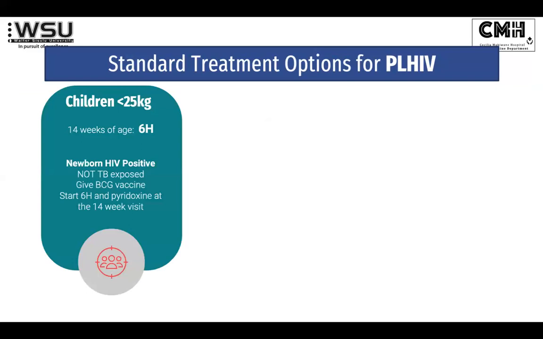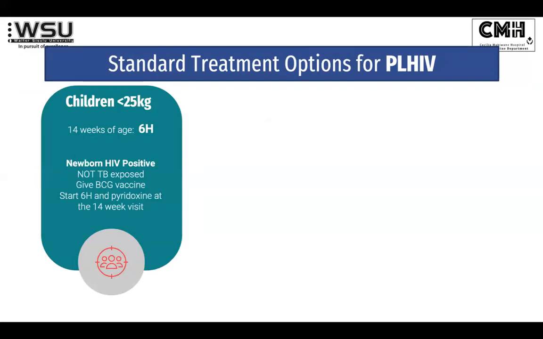So for our children who are under 25 kilograms, we do not yet have enough evidence for the 3HP, and there are more potential drug interactions with the rifampicin, and so they only recommend the 6 months of INH, and you would only start it after 14 weeks.